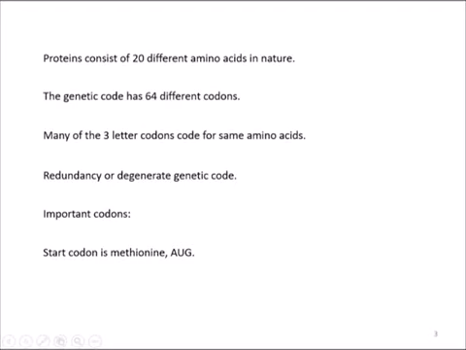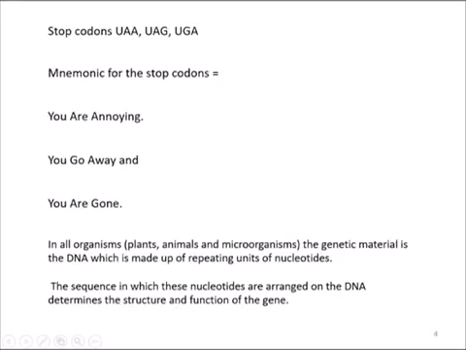Many of the 3-letter codons code for the same amino acids. That is what we mean by redundancy or a degenerate genetic code. Some important codons are as follows. We have the start codon, which is methionine, AUG. It's the codon that starts the coding sequence.